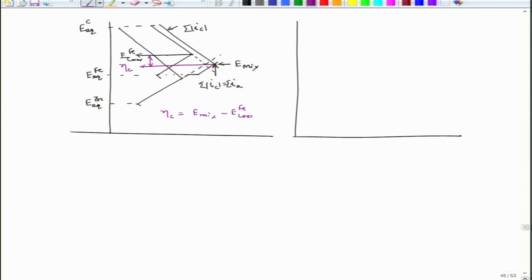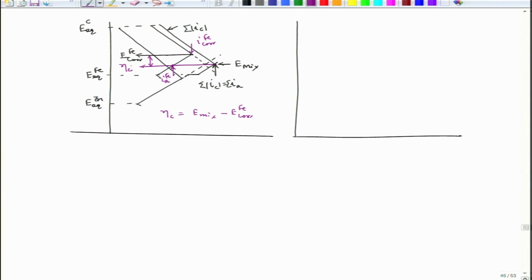Correspondingly I could see that the rate of cathodic reaction on the iron surface is increasing, but the rate of corrosion or dissolution of iron is decreasing from this point. So, this is I corrosion of iron when it was not connected to zinc, and this is the IA of iron when it is connected to zinc, fine. So, this is the eta C.